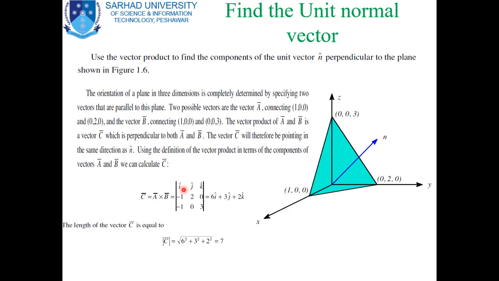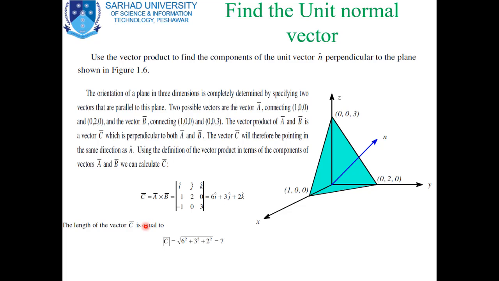First row is for the base unit vectors which are i, j, k. Up to here we use notation AX, AY and AZ. In second row for the element of vector A, and the third row for the element of vector B. When you expand this determinant you will obtain the resultant vector is 6i plus 3j plus 2k.